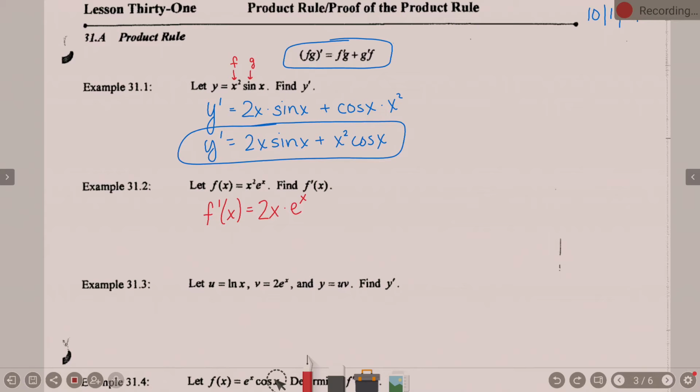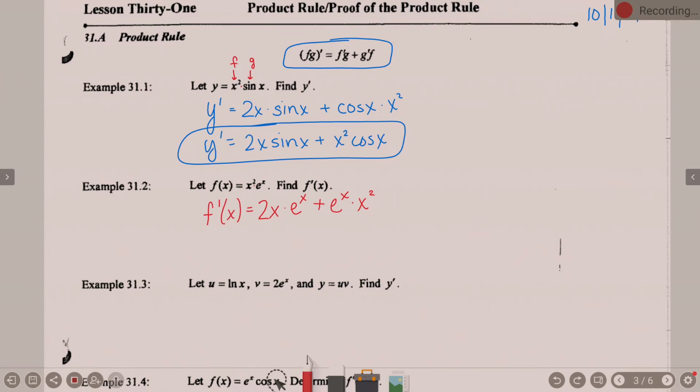What sign goes in the middle? Plus. And this time, it's the derivative of e to the x. What's the derivative of e to the x? E to the x. And then keeping the x squared here. Realize why we are applying the product rule. This one because it was x squared and sine x. This one because it was x squared and e to the x, right? If you have to take the derivative of two things side by side, you have to use the product rule.